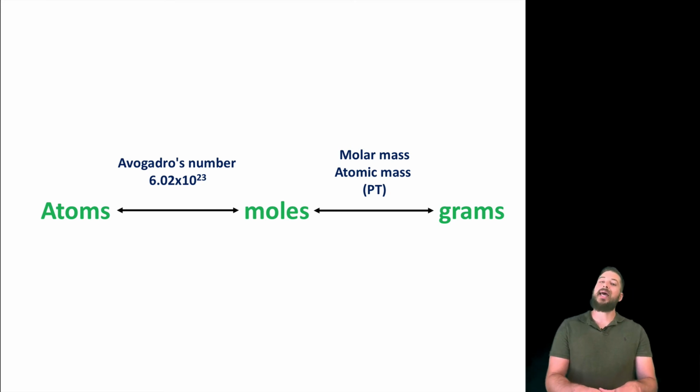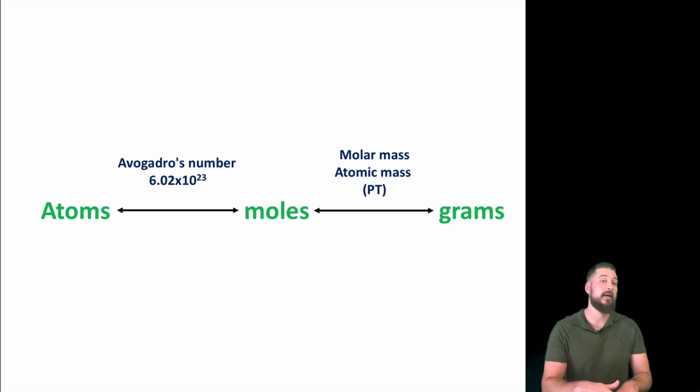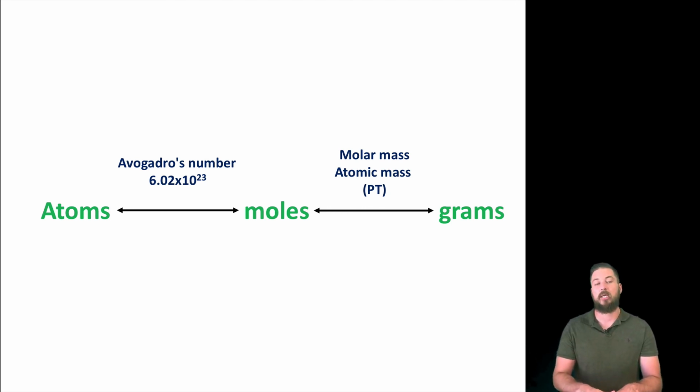If we are given atoms, we can take atoms and convert them to moles. If we're given grams, we can take the grams and convert them to moles as well. Notice how if we go from atoms to moles, we're using Avogadro's number, which is 6.02 times 10 to the 23rd. And notice when we go between moles and grams, we're using the molar mass, which is the atomic mass from the periodic table. And notice how the middle there is moles, so moles is in between atoms and grams.